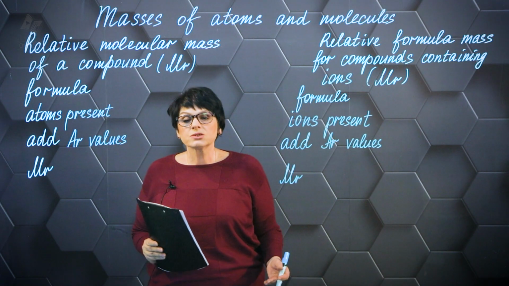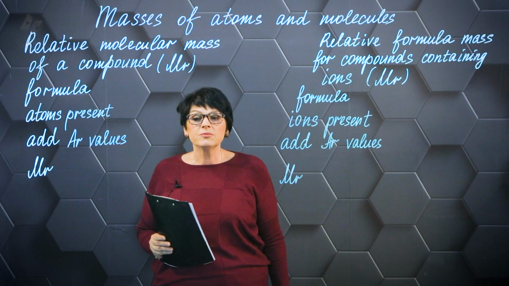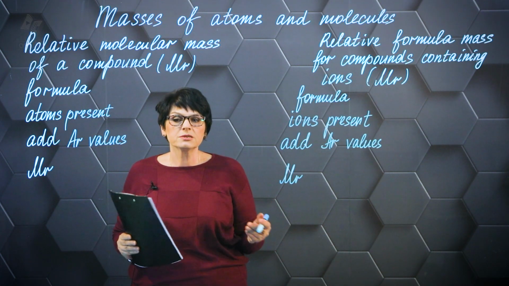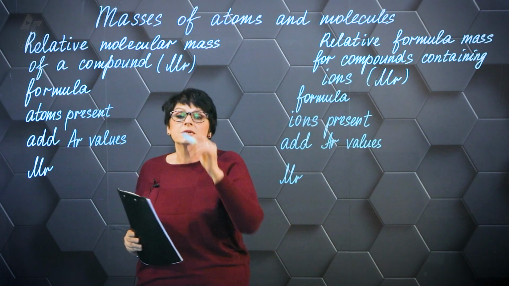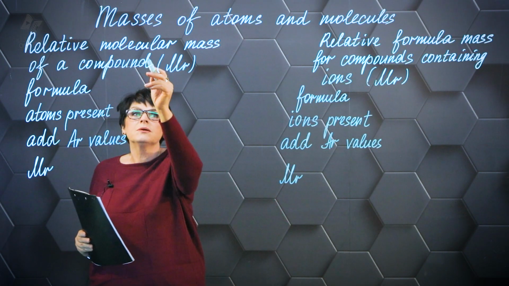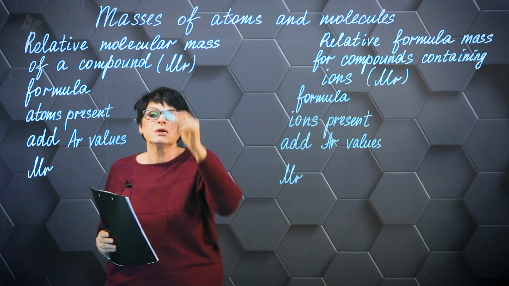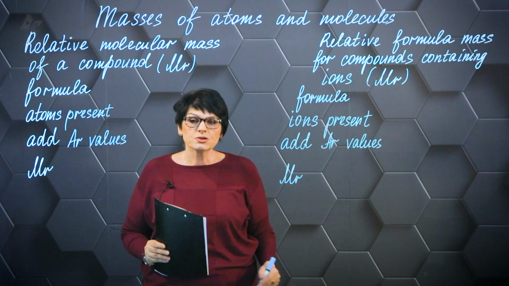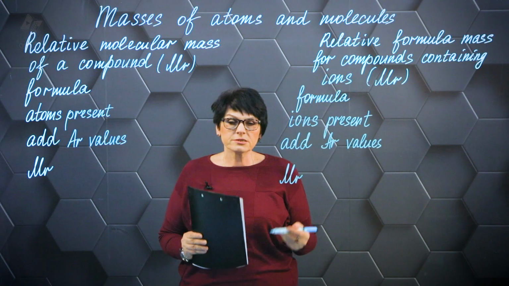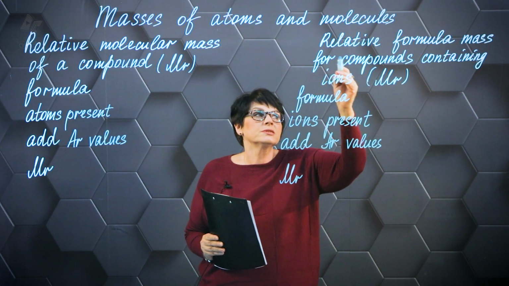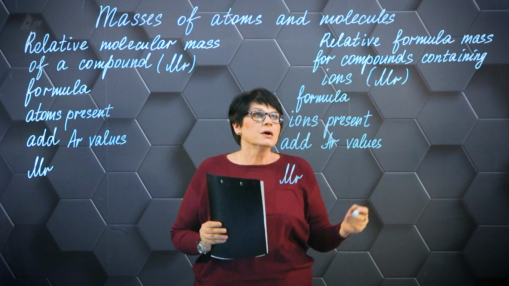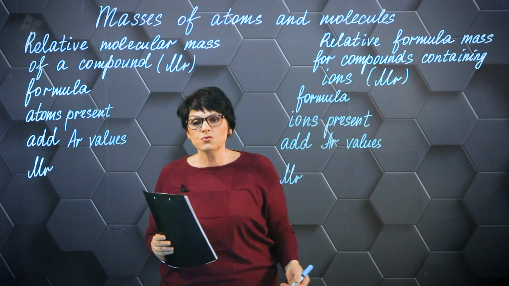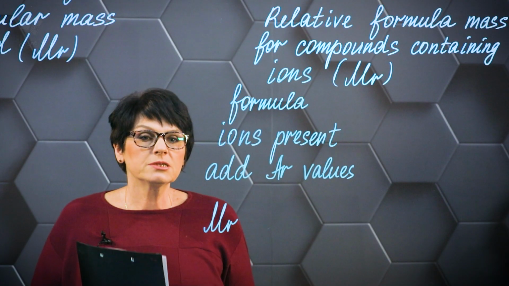When we refer to substances composed of molecules, we use the term relative molecular mass and denote it as Mr of the given compound. But there are compounds consisting of ions. Then we speak about the relative formula mass, which applies to compounds consisting of ions. The designation of this value is also Mr.